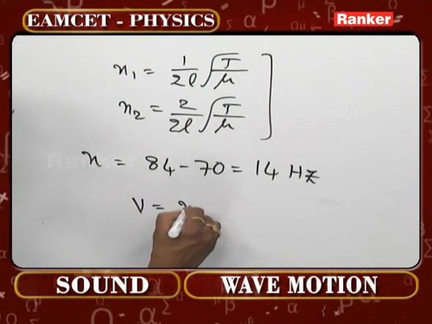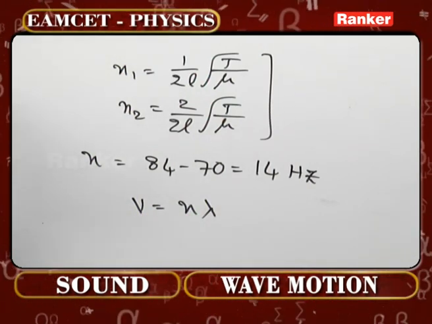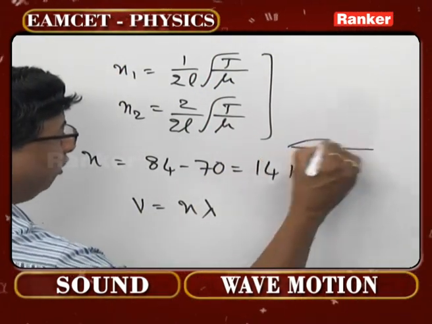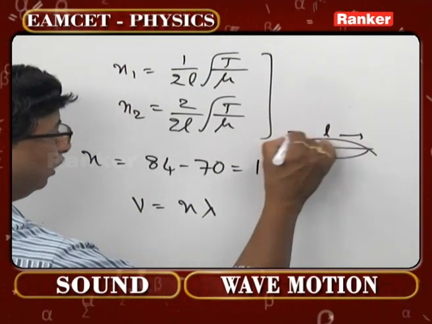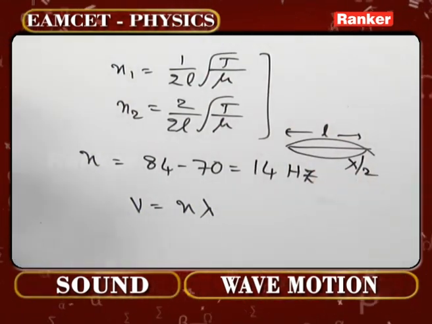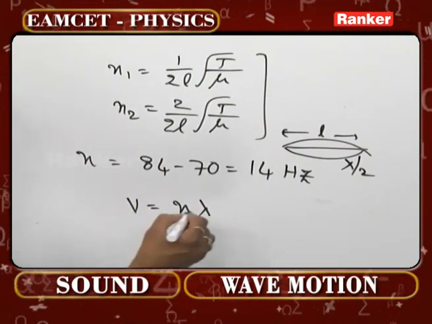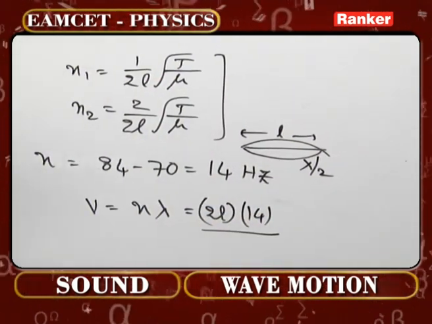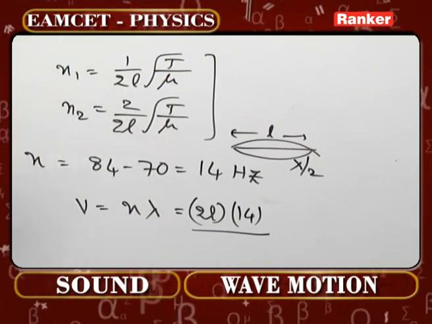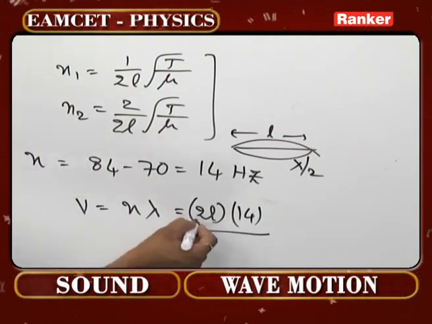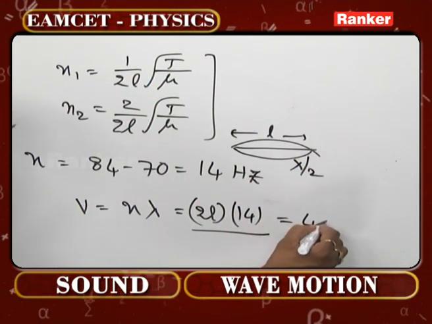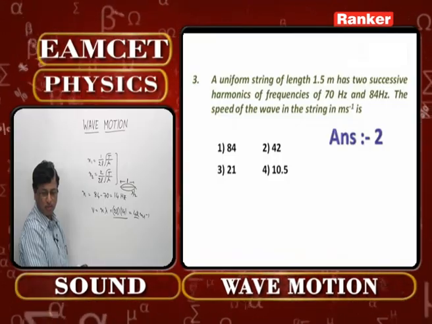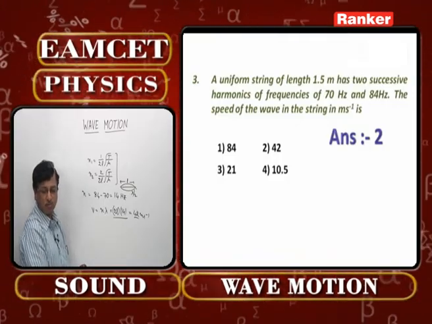V is equal to n lambda, the general formula. Of course, we all know that one very well. But what is the value of length given over here? In this case, fundamental frequency means this must be the length, that is equal to lambda by 2. Then what will be lambda? It will now be 2L. So 2L into this value of n, whatever value you get, you can write directly. What is the L value that has been given? You check it, 1.5. So 3 times 14 will definitely be 42 meter per second. So the second option is going to be the correct option for this question number 3.